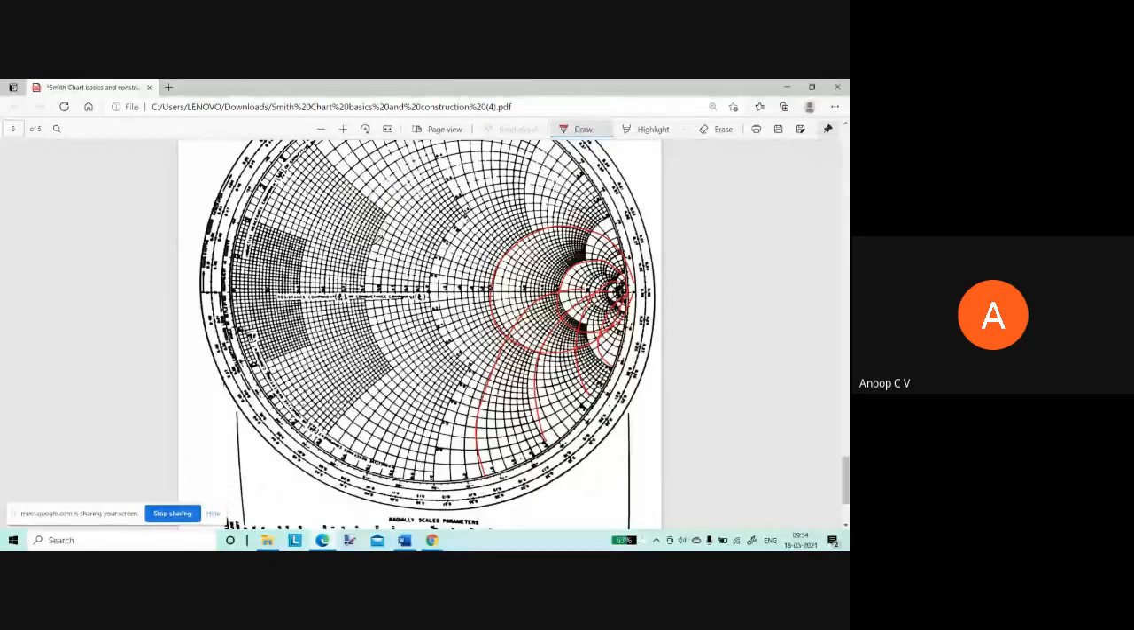Suppose the normalized impedance value is 1 plus j3. What I should do is find out the R equal to 1 circle first. This is the R equal to 1 circle. And j3 means it will be on the top, somewhere here. So this is that impedance point, the normalized impedance point. That's how we'll use this.